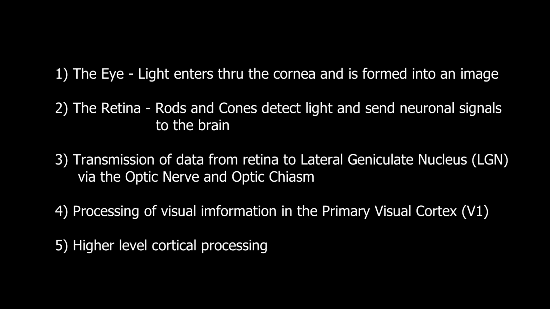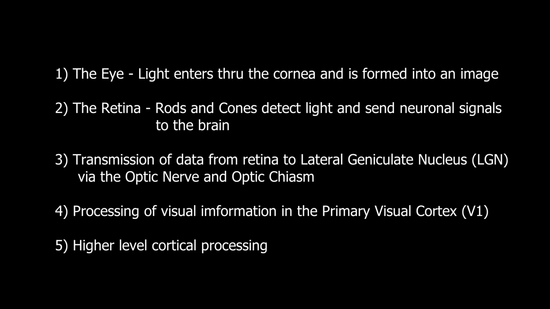The third level is the initial processing, or the very first processing of visual information in the brain. This includes the transmission of the visual information from the retina into the brain via the optic nerve and the optic chiasm, and into its first processing location in the brain, which is called the lateral geniculate nucleus, or LGN, and we'll talk more about that later. So that whole bringing information into the brain and getting to the LGN, that's level 3, or stage 3.